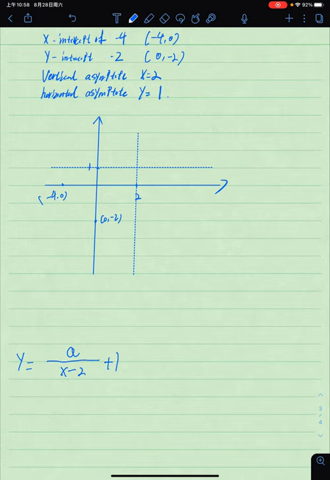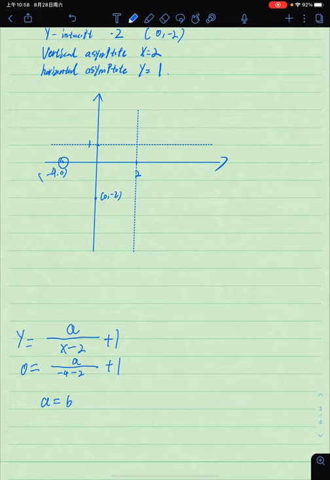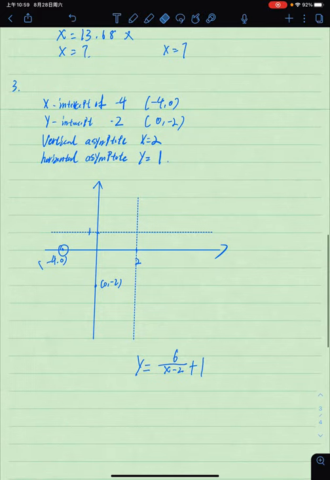For the second step, we substitute this point into this function, so we get 0 equal to a over (negative 4 minus 2), plus 1. So we can get a equal to 6. So here's the final answer, the equation: y equals 6 over (x minus 2), plus 1. Here's the final answer of the equation for this question.